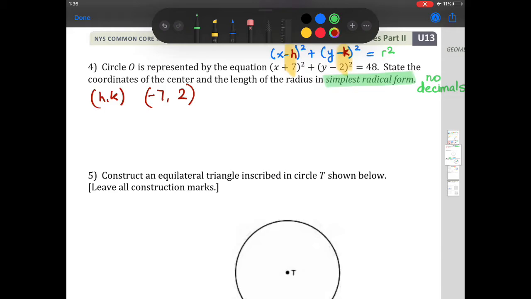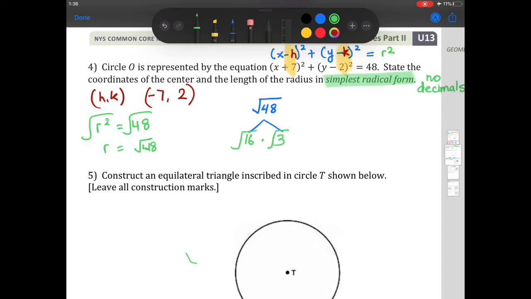My radius is, we know r squared is 48. Take the square root. So you get what? r is equal to the square root of 48. Okay, going back to how we simplify those, you need to look for the largest perfect square that goes into 48, which is what? I'm just going to do it here. Square root of 48. The largest perfect square that goes into it is 16 times 3.